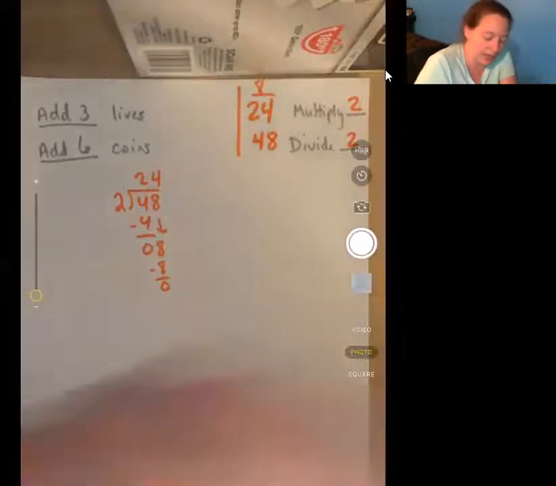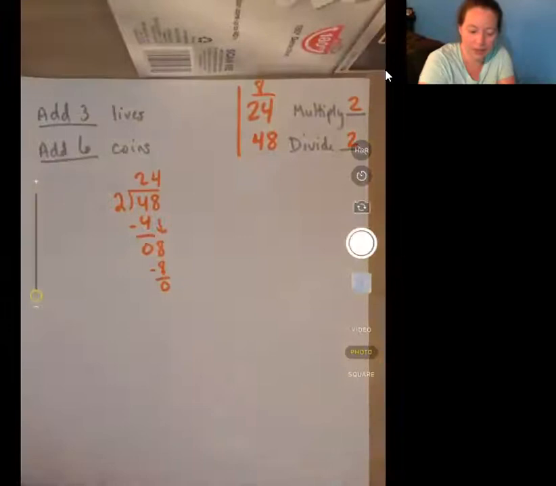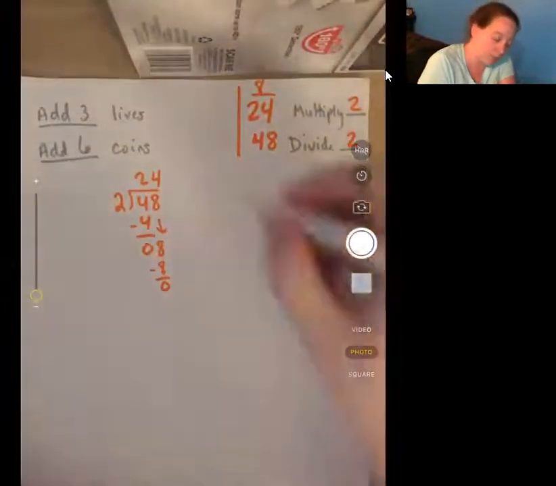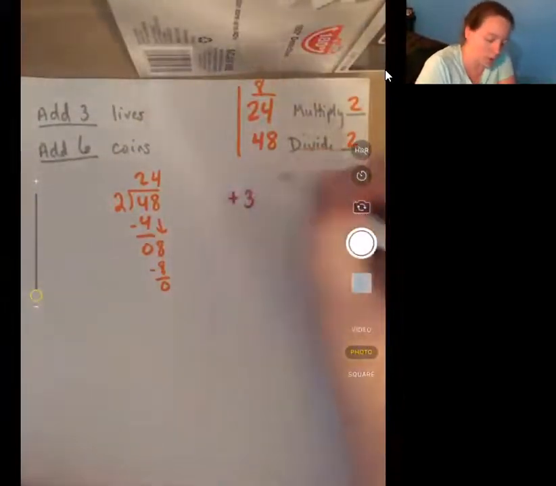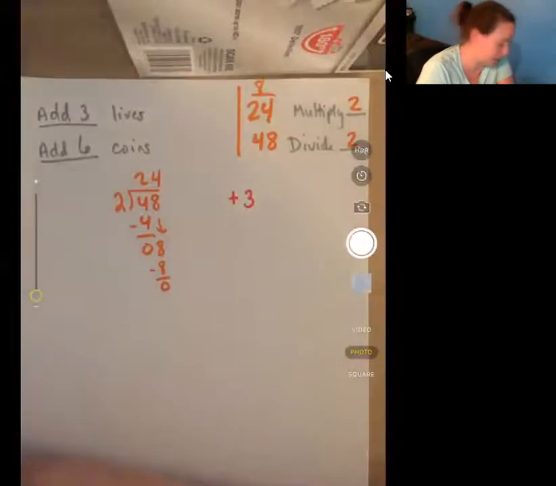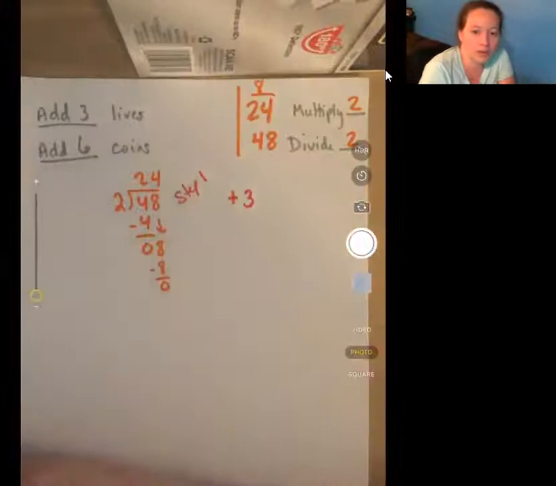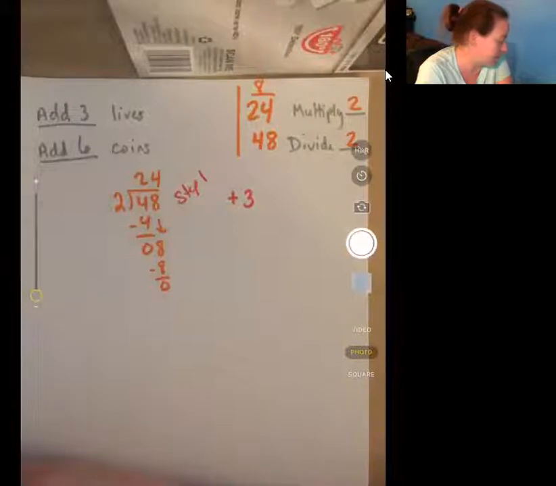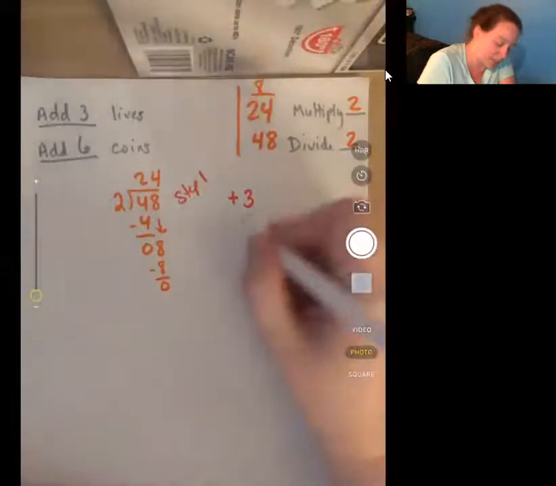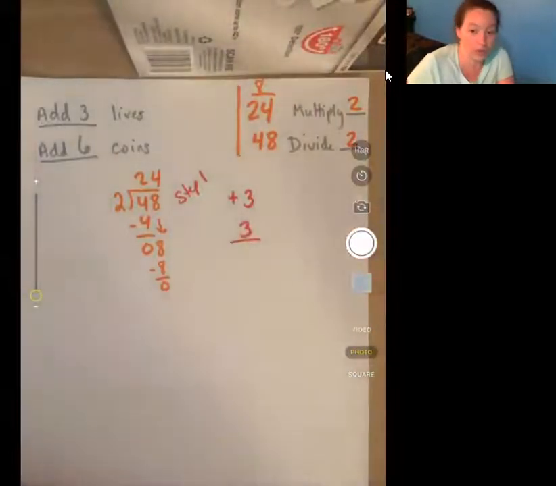So you need to put a +3 over top of every single one of these. This is for step 1. So +3 over top of every single one of these. And then on the line at the bottom, it says, from one level to the next, Alice wins 3 more extra lives.